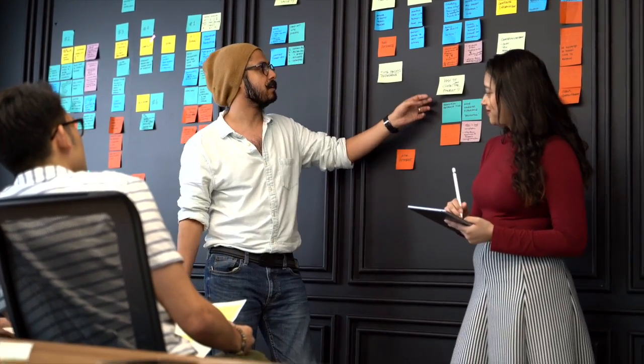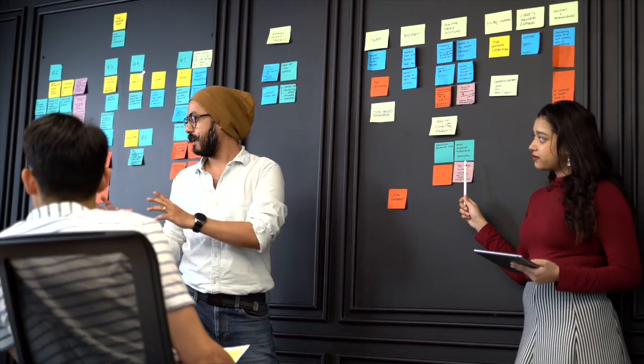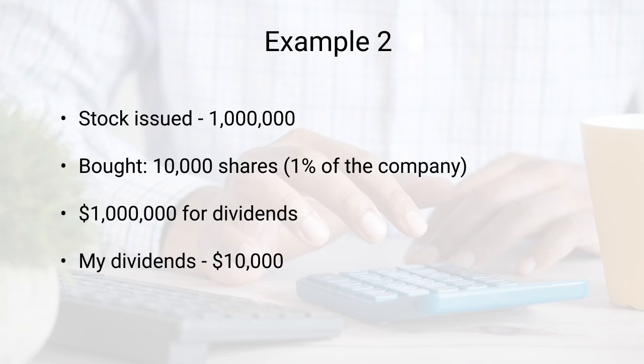And on the other side, if the company decides to issue more stocks, the percent of the company which you own will decrease. For example, the company has 1 million shares outstanding on the stock exchange and you personally bought 10,000, which equals 1% of the company. The company reported that it has 1 million for dividend payments. In this case, your dividends will be $10,000, $1 a share.